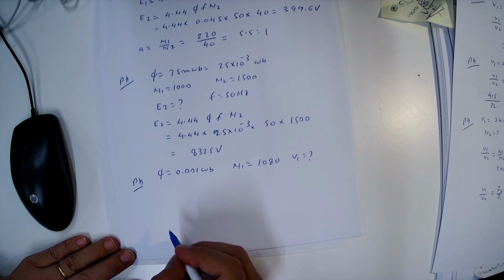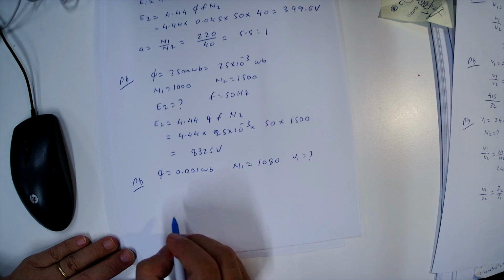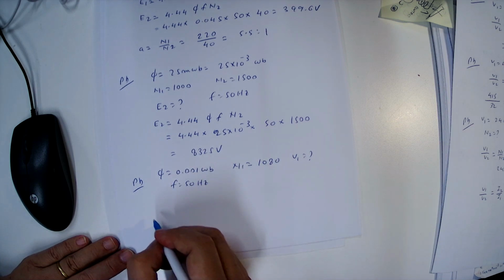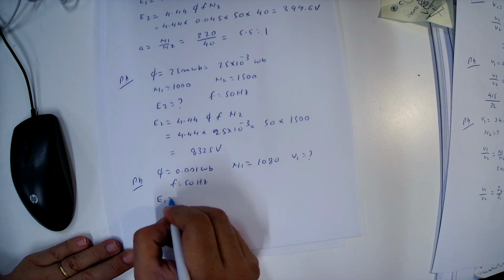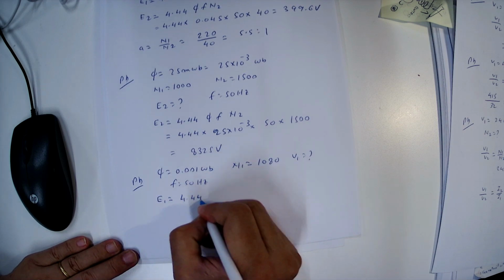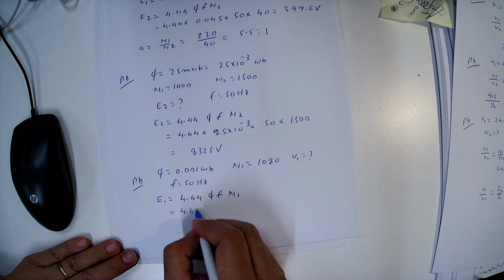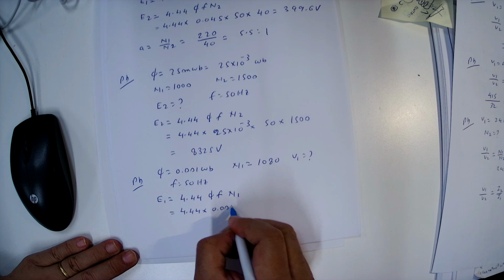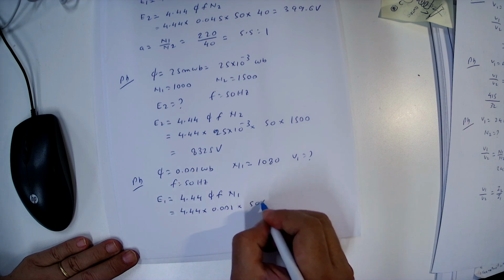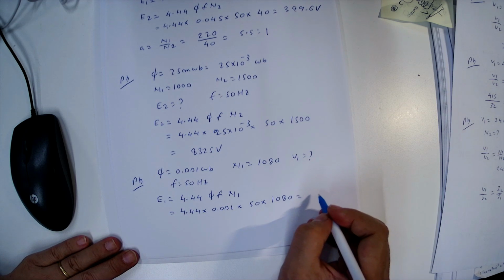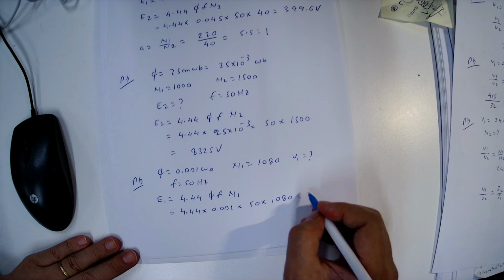The frequency is 50 Hertz. So we have to calculate the primary voltage. E1 equals 4.44 phi F N1. So 4.44 × 0.001, frequency 50, and N1 is 1080. Then we can calculate E1 is equal to 239.8 volts.